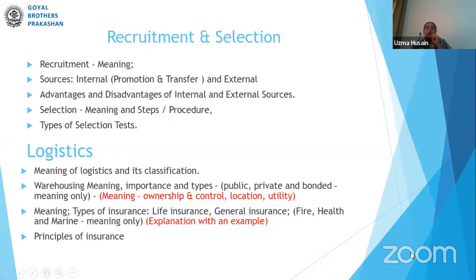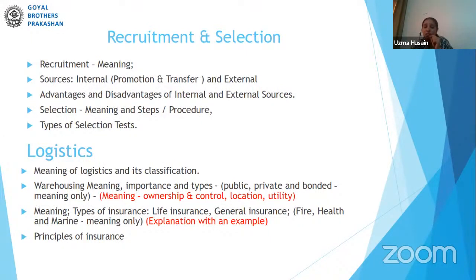Moving on further, we have logistics. When we talk about logistics, we have the meaning of logistics and its classification. I always suggest telling students that when they write about logistics, they mention PDM, that is physical distribution management, which is given in the textbook, and then the classification also given. Classification is nothing but warehousing, insurance, transportation. If they mention these classifications and the meaning, it is well and good. It adds weightage to the answer.